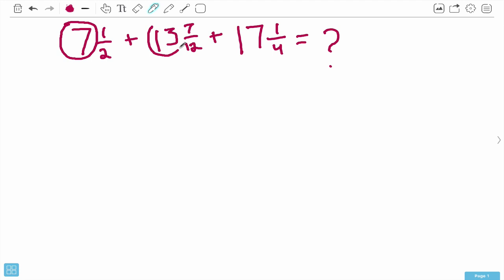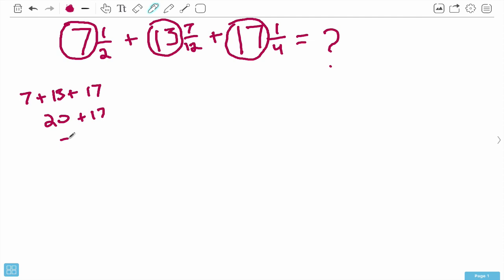Okay? So now I'm going to pull these 3 out, and it's going to be 7 plus 13 plus 17. 7 plus 13 is 20, plus 17 is 37. So that's my answer for the whole number. So I have 37 down here. So now we take the fractions and we work with the fractions.